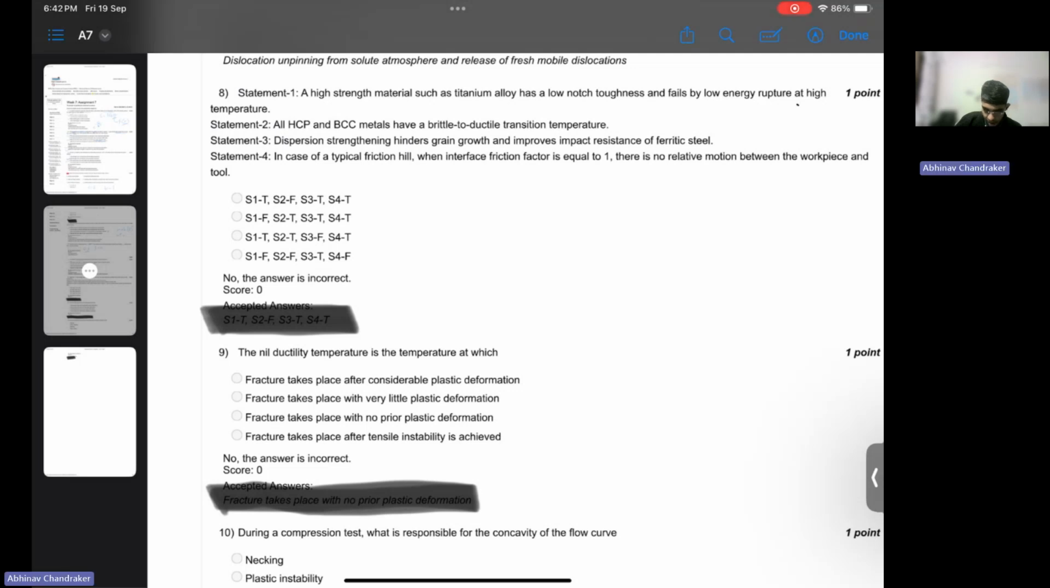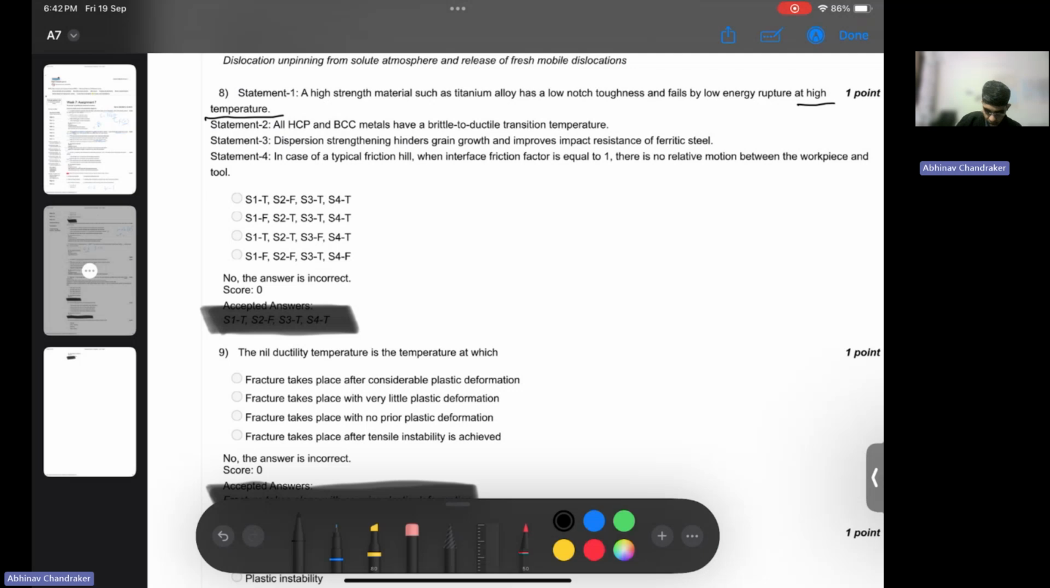But at high temperatures, I don't think we will expect a very low toughness, because it becomes a ductile material at high temperature. So I think this might be false. Temperature can have a very high effect on your notch toughness. So at high temperature, you should have a good toughness. Second statement: all HCP and BCC metals have a ductile to brittle transition temperature.